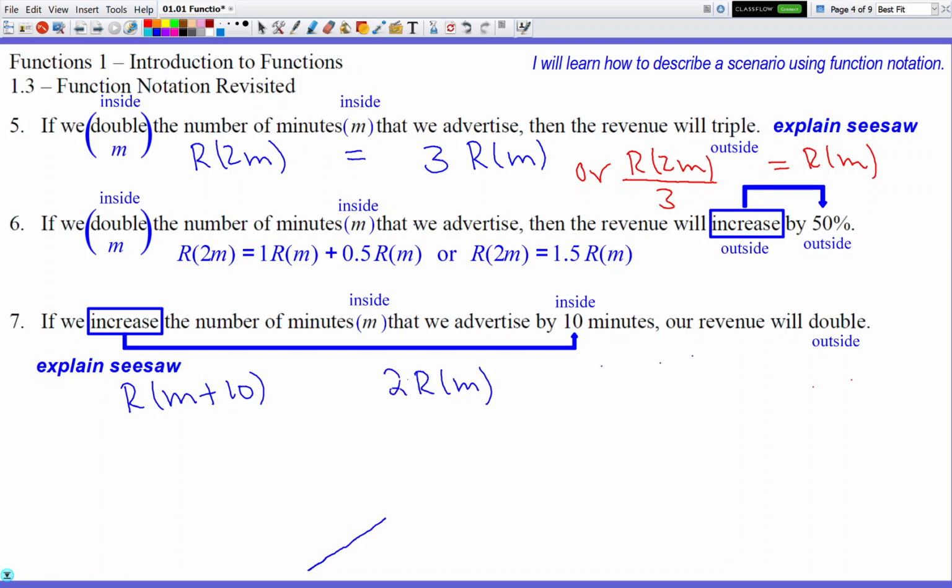So multiply by 2 there. And then to balance it out, put the equal sign right smack dab in the middle and good to go. Okay, so there's your answer.